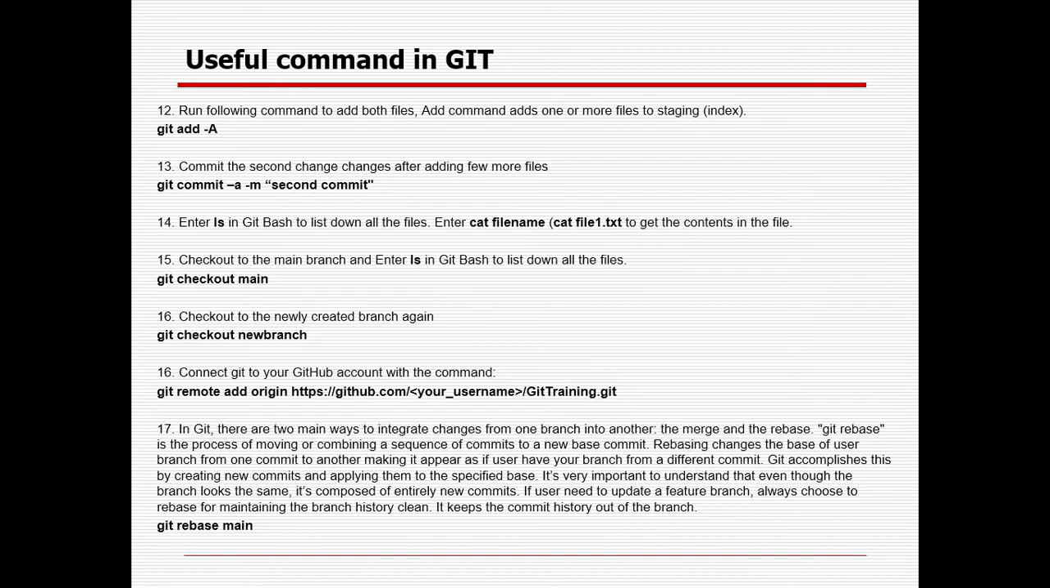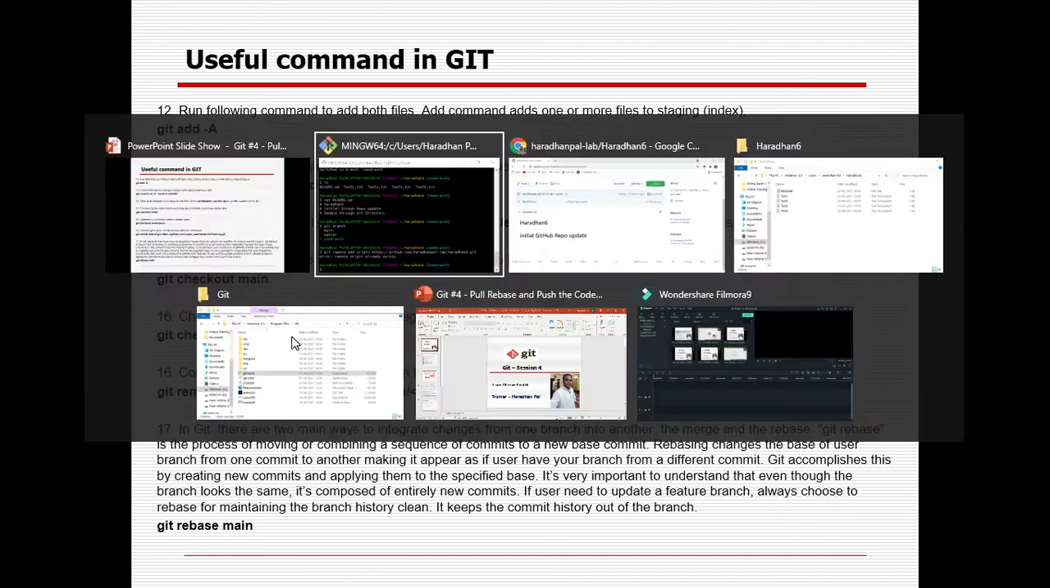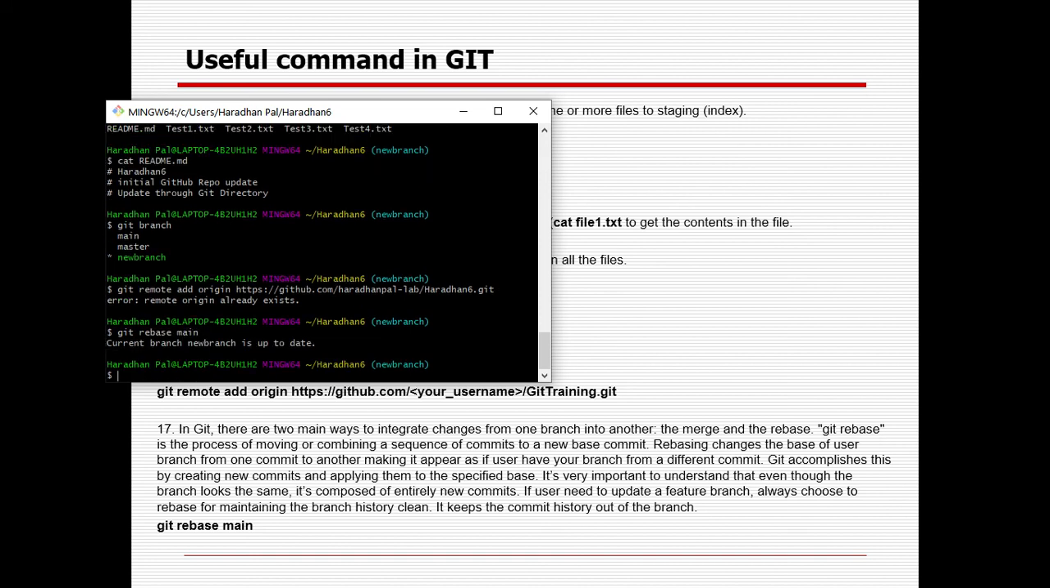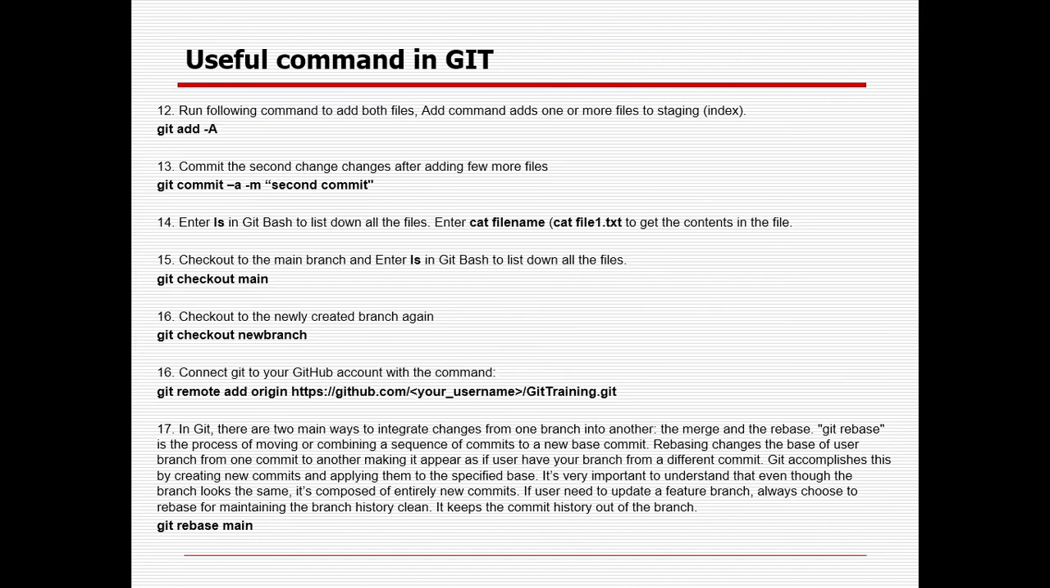You can go to your new branch and check it out. After that you can rebase that branch onto your main branch with git rebase main. So that's how you can rebase it. Once you rebase it, you can see it says current branch new branch is up to date, right? So that's why I'll be rebasing it.